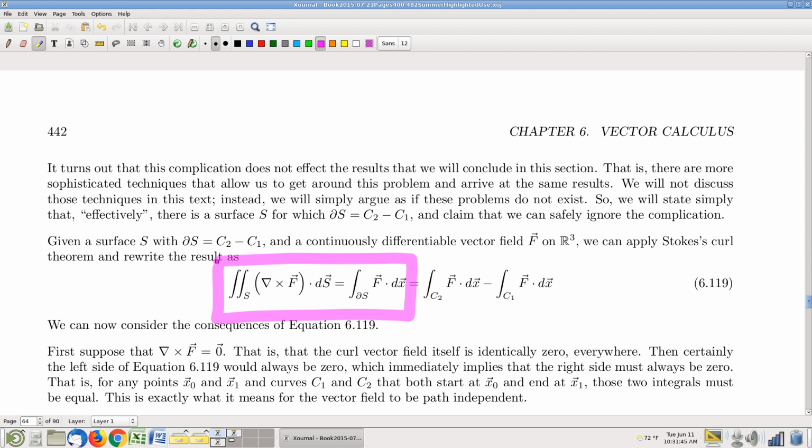Stokes's curl theorem applied to S. The line integral around the boundary of S is the flux through S of the curl of that vector field.